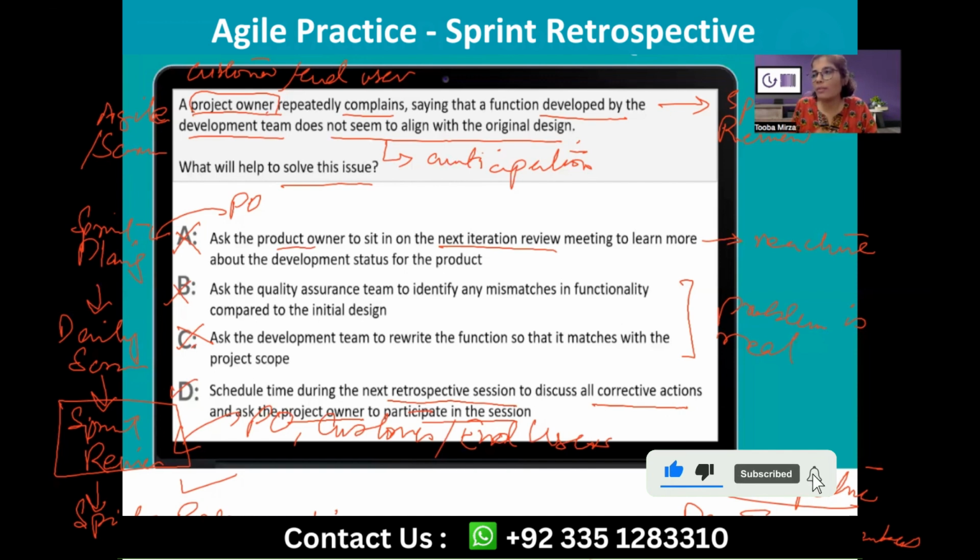I don't know how much sense I'm making to all of you, but I have actually explained a lot about Scrum in this question explanation alone.